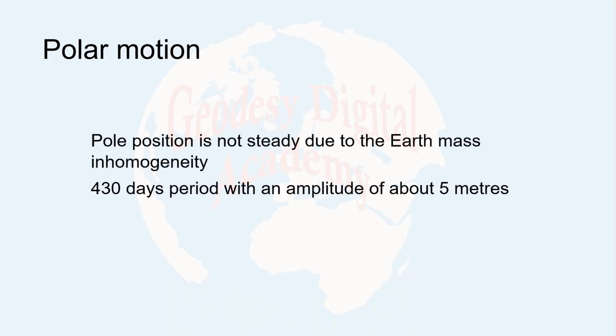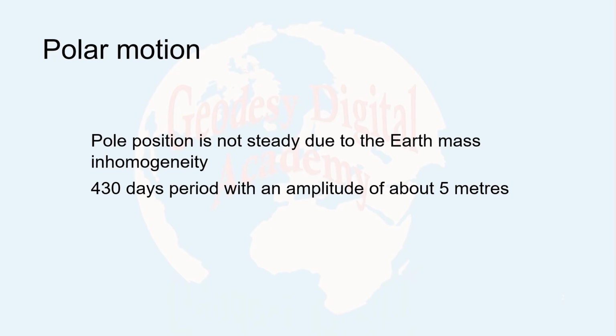As I explained, after defining the origin of the coordinate system, we have to define the direction of the z-axis. In a terrestrial coordinate system, the z-axis actually is the Earth's rotation axis. So it means that the z-axis is pointing towards north. But the point is that the pole position or the north is not steady. It's changing in time because of the Earth's mass inhomogeneities.